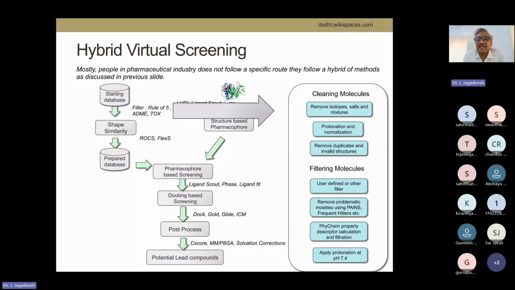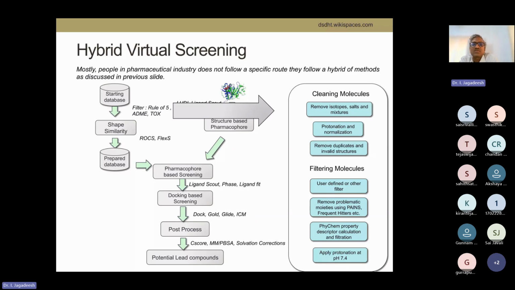Radioactive chemicals are also very toxic because they cause cell death. That is the reason we remove the isotopes, salts, and mixtures, and we take the protonations and do the normalization so that all the assumptions are correct, and we remove the duplicates and invalid structures so that our time will be reduced. This is what we call the cleaning of molecules. This approach makes our virtual screening process take less time and without duplication.